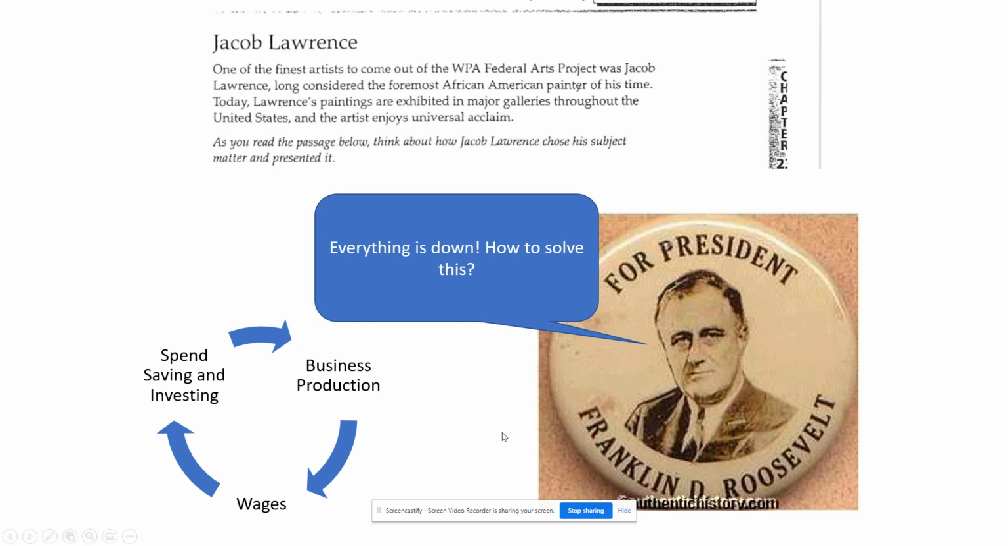who was the president during the Depression, who comes up with the solution of the New Deal. And his solution was pretty much to get people this arrow turned up. So the New Deal is figure out a way to get Americans jobs so they can spend, save, invest, and hopefully business production, and then the cycle will kind of move up.